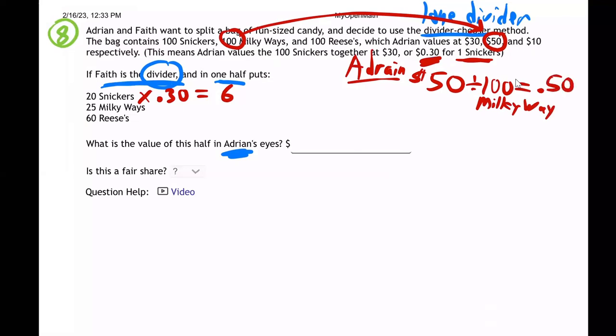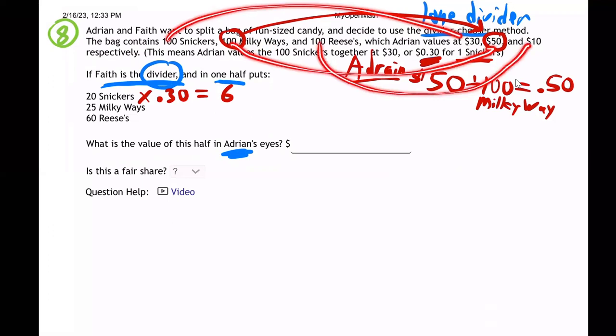Let me pause there for a second. To get the value for each Milky Way, you take the total money all the Milky Ways are worth, $50, divided by 100 Milky Ways. You see what it's saying about Adrian up there? Adrian thinks the 100 Milky Ways are worth $50. The 100 Snickers are worth 30, the 100 Milky Ways are worth 50, and the 100 Reese's are worth 10, according to Adrian.